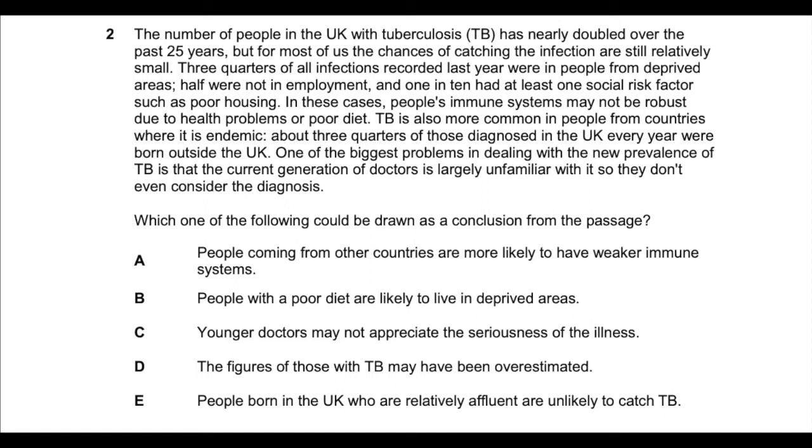Being relatively affluent means that a person is unlikely to live in a deprived area, be unemployed or experience a social risk factor such as poor housing. Furthermore, the text states that 3/4 of those diagnosed in the UK every year were born outside the UK. Therefore, from the information given in the text, the conclusion can be drawn that a person who is relatively affluent and born in the UK is unlikely to catch TB, and therefore option E is correct.